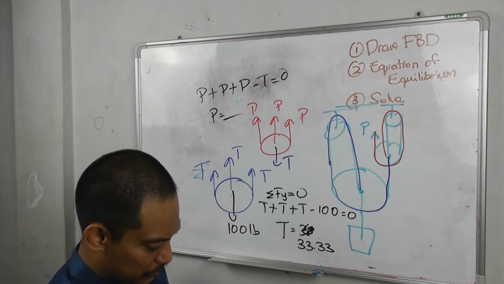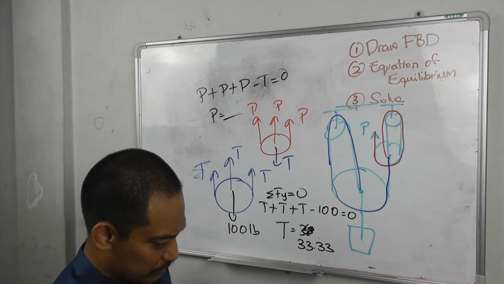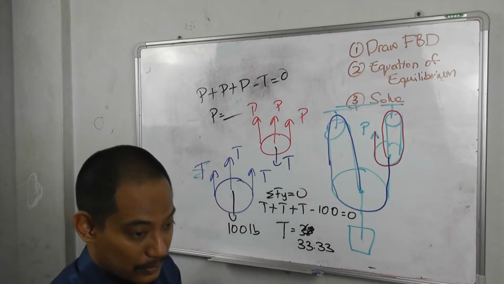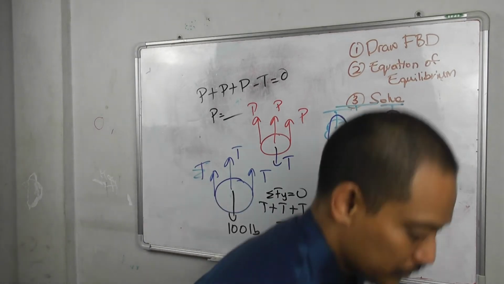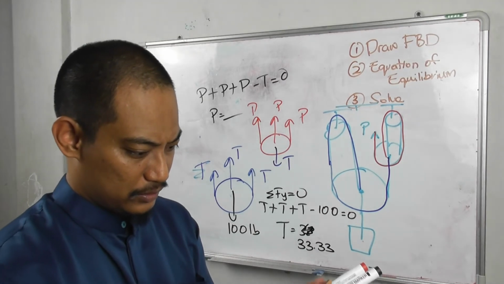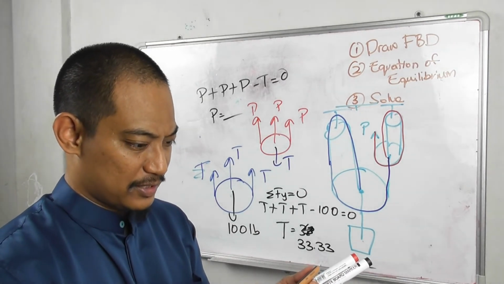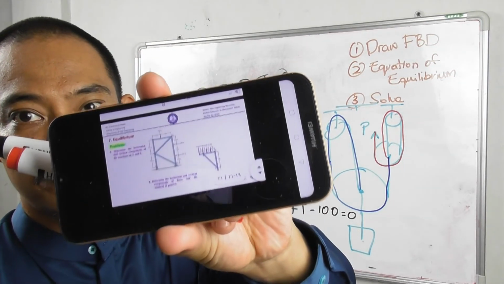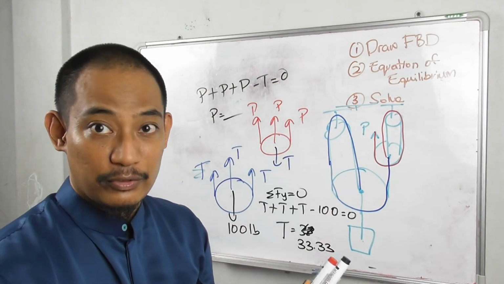Okay, what else? Determine the horizontal and vertical component of reaction at A and E. So okay, this is a different question. This is truss and frame, for example, right? So okay, we'll continue with this one.